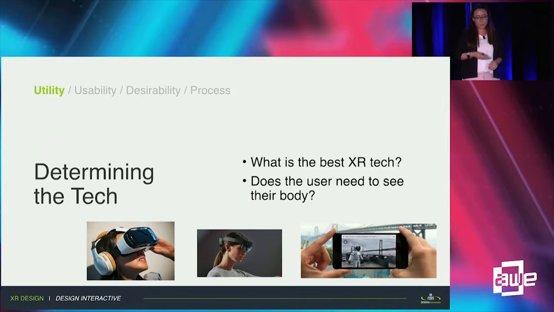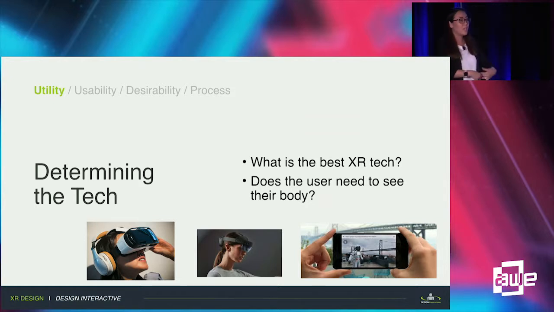And an example of a question that we always ask before we start creating a project, a really simple one, is, does the user need to see their body? That's going to determine your tech, and you can tell by the scope of your project whether you can create body limbs in VR, and if you can't do that, then take it back to AR, and you can let the user see their body and work from there.